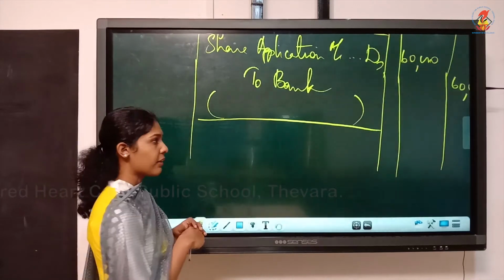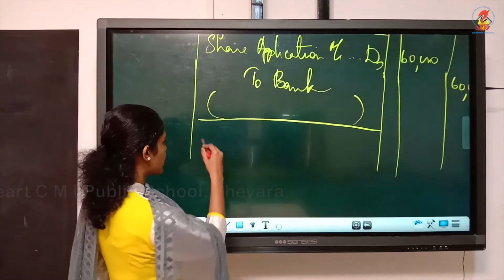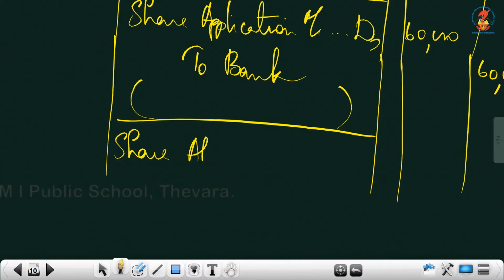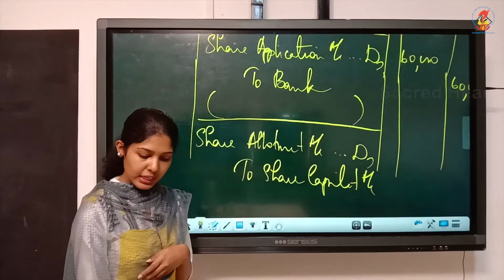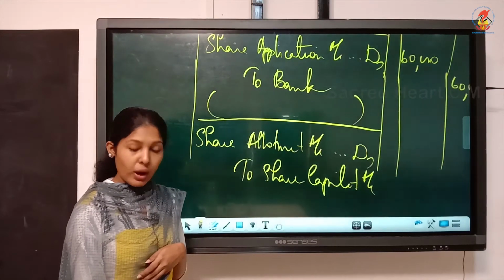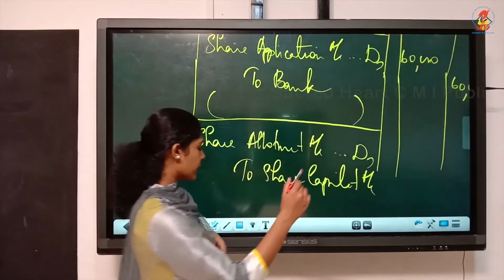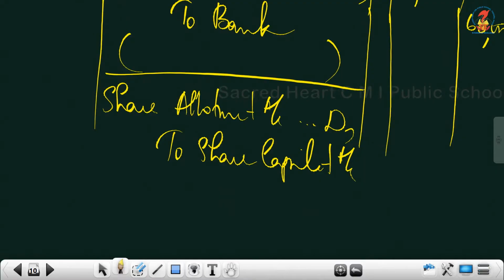The next you will write for allotment as usual. So, share allotment account debtor. We don't have any securities premium. So, you don't have to write to SPR. You just write to share capital. And what is allotment per share? It is 3 on allotment. We are issuing 1 lakh shares. So, it is 1 lakh into 3. It is 3 lakhs.